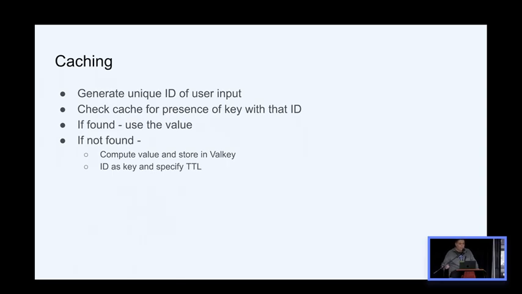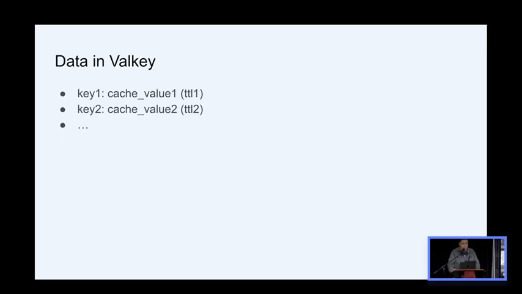So we typically take the user input and hash it when we look in the cache. If we find the corresponding cached content for that ID, the key, we use it. If not, we query the DB or the third-party API, and then we cache it in Redis or Valkey with an appropriate TTL. And in Valkey, data will look like this: key-value pairs with appropriate TTLs.